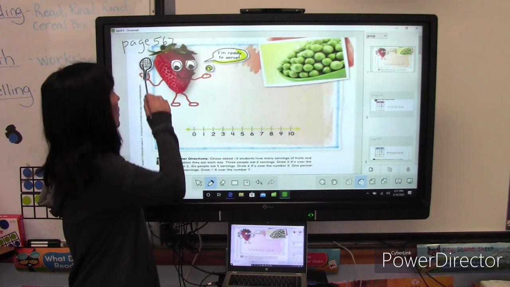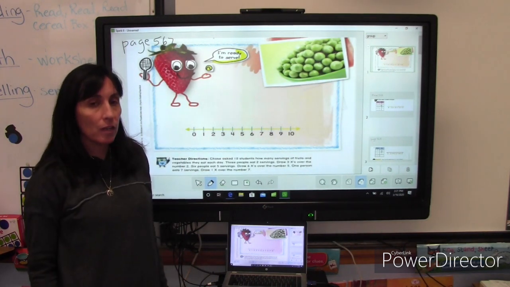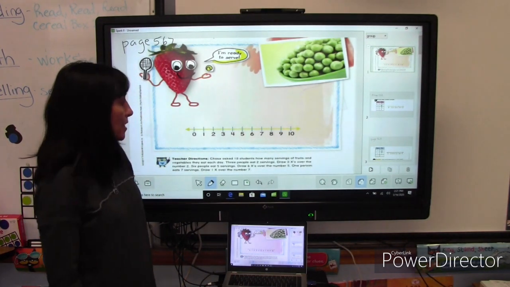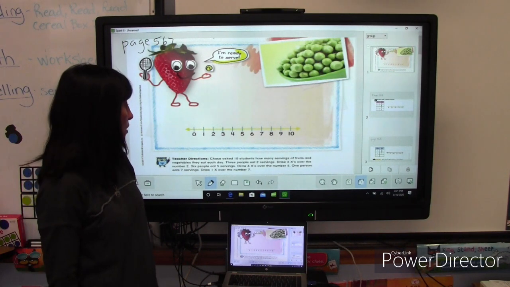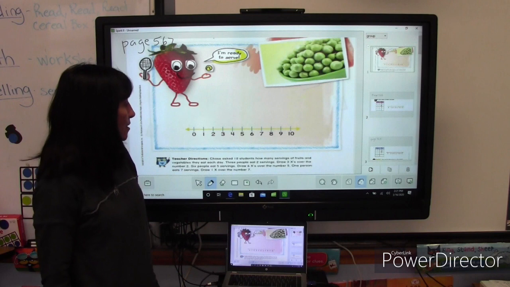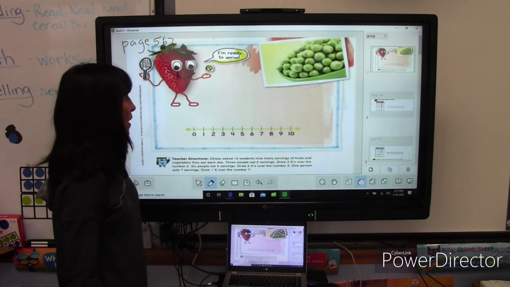I need you to open your book to page 567. We're going to be doing line plots today. And our story tells us that Chase asked 10 students how many servings of fruits and vegetables they eat each day. The information they tell us is that 3 people eat 2 servings.